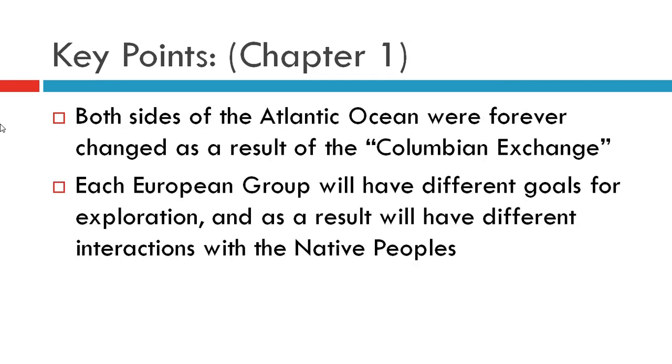Some of the key points: both sides of the Atlantic Ocean were forever changed as a result of the Columbian Exchange. Again, that's the passing of goods and disease and ideas back and forth across the Atlantic Ocean. This is key in understanding how the College Board presents American history. I just want to highlight this now, but I will again later. The idea is that everybody is impacted by this, and everybody's impacting everybody else. It's not a one-way movement of ideas from Europe to the Americas. It's an exchange, and I think that's important enough to say about 10 more times this chapter.